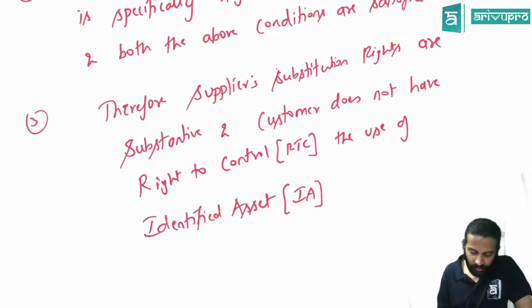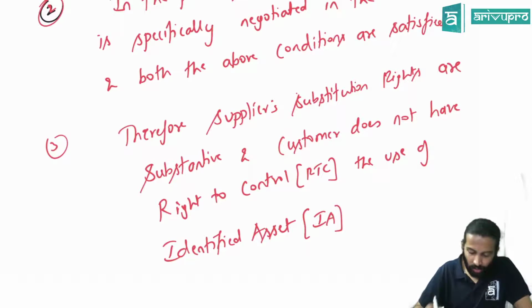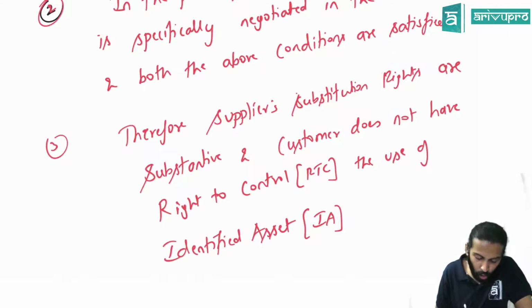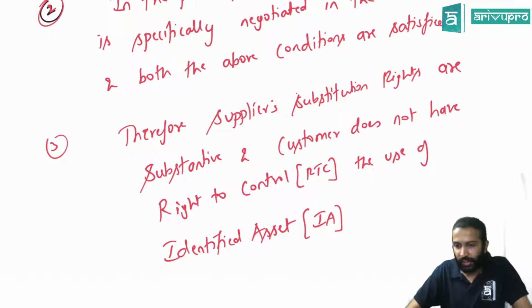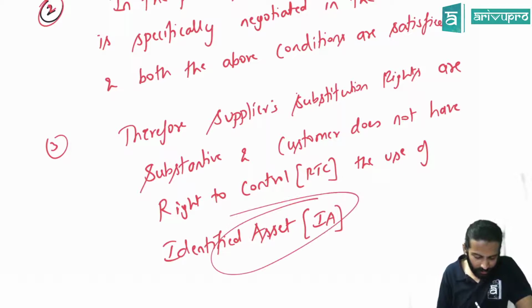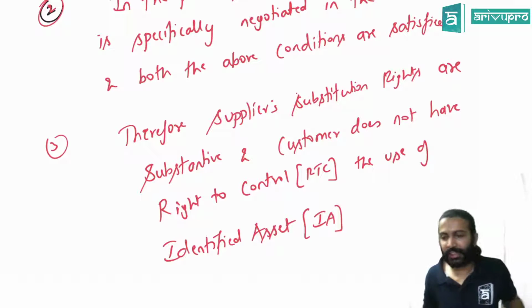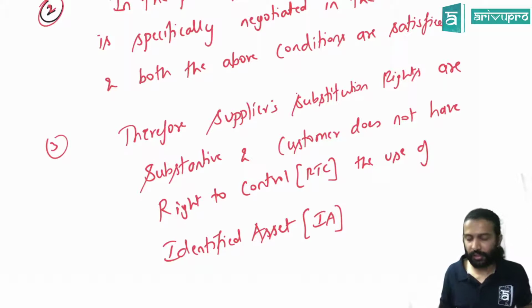Therefore, what will you write? Supplier does not have substitution rights, or supplier substitution rights are not substantive. Either way you can write. Therefore, customer will have a right to control the use of an identified asset. Therefore, you can say asset is identified, and lease features are getting satisfied. You could conclude. Understood the second one?